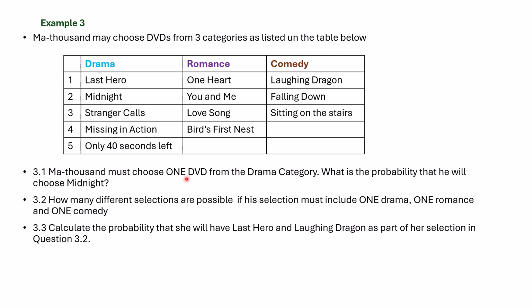So 1000 must choose one DVD from the drama category. What is the probability that you will choose Midnight? Right, so how many different selections are possible if the selection must include one drama, one romance, and one comedy? Alright, so we have to choose one of each. And 3.3 again, a probability question. Calculate the probability that you will have Last Hero and Laughing Dragon as part of a selection in question 3.2.